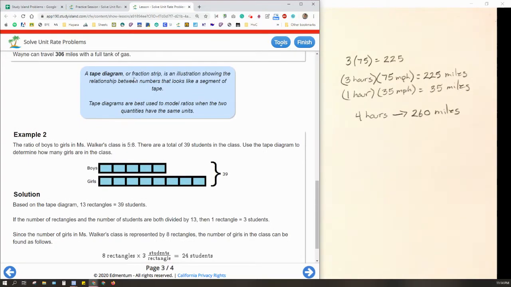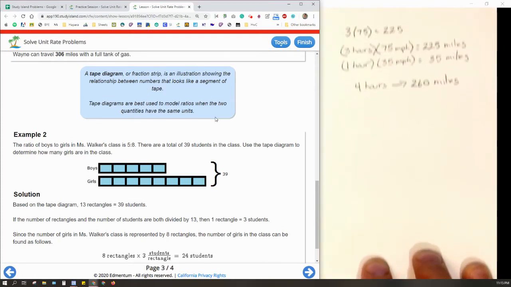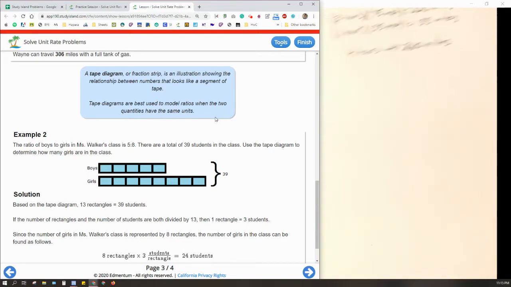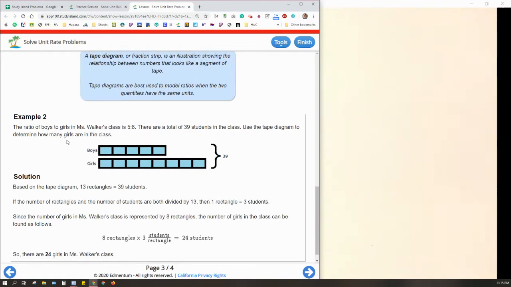A tape diagram, or fraction strip, is an illustration showing the relationship between numbers that looks like segments of tape. Tape diagrams are best used to model ratios when the two quantities have the same units. So let's look at what a tape diagram would do for us. Example number 2: the ratio of boys to girls in Miss Walker's class is 5 to 8, and there's a total of 39 students. Use the tape diagram to determine how many girls are in the class.